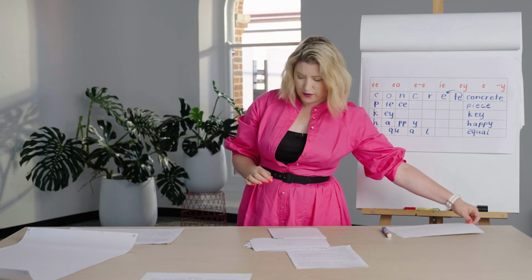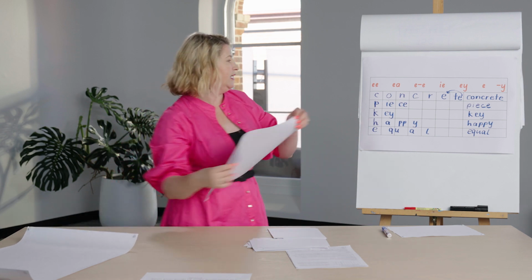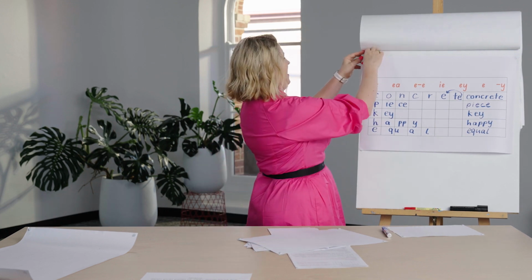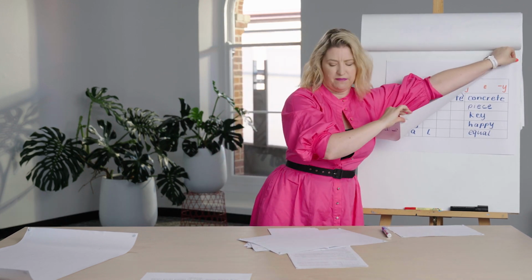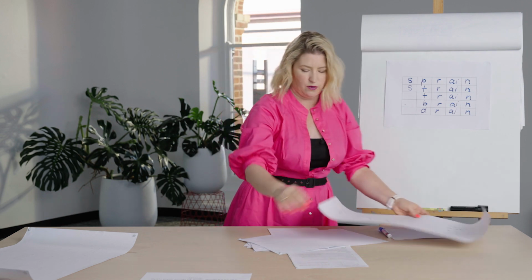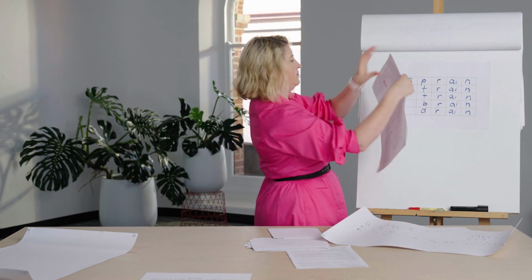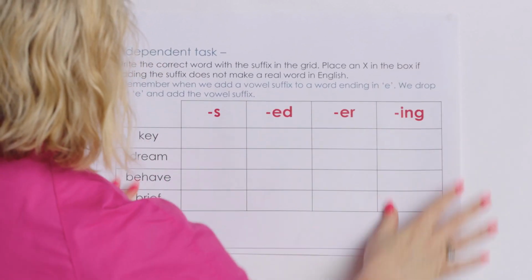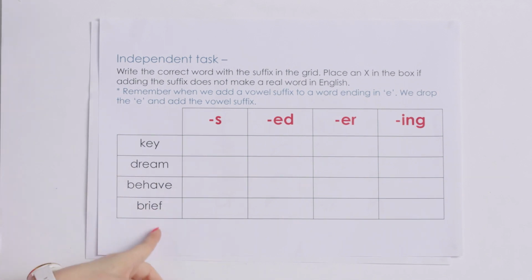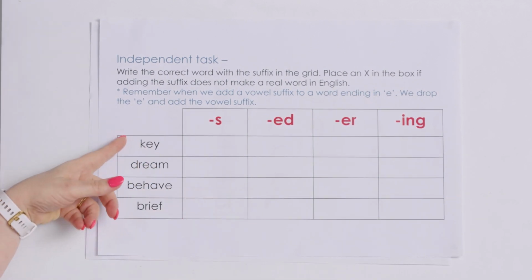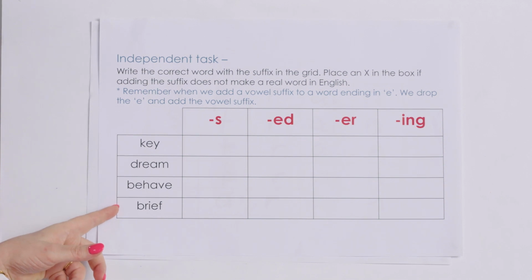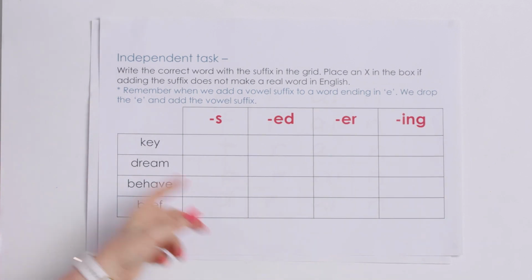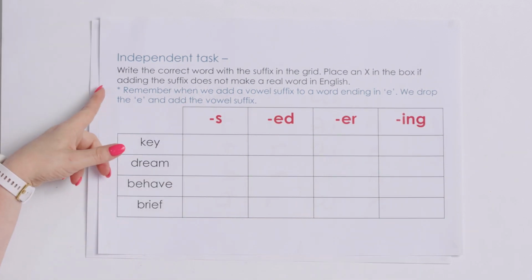You're going to need to use maybe some of these E words today for your independent activity. Your independent activity today is, I'll see if I can sit it on top there. Oh, actually, I'll take this down first. All right, independent activity today. You have got some work to do while you're not with me. Some work on your own. Here we go. So, today, there's some E words down here. So we've got key, dream, behave, and brief. And we're wanting you to add the suffixes to them. So you're going to rewrite the word and add the suffix.